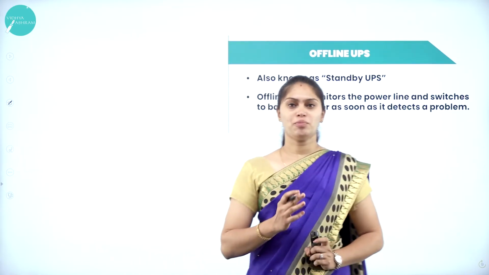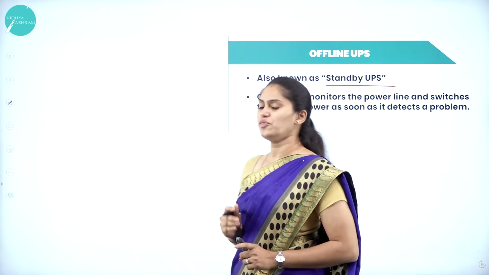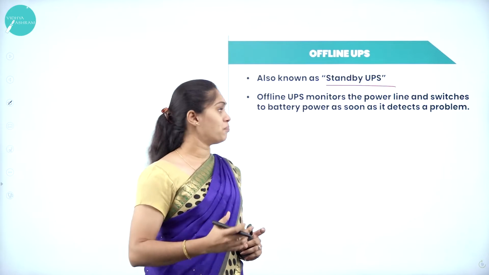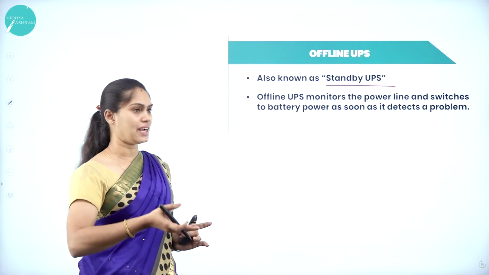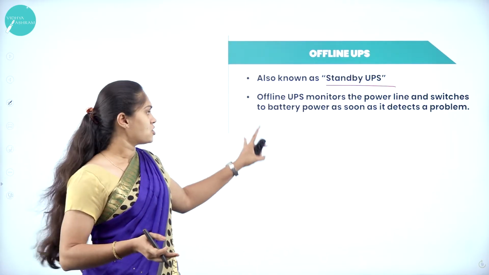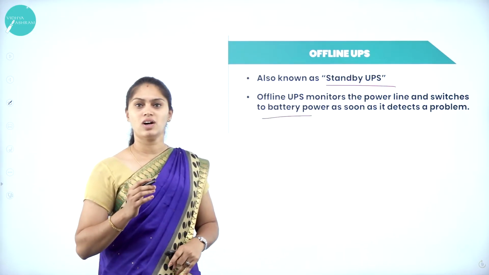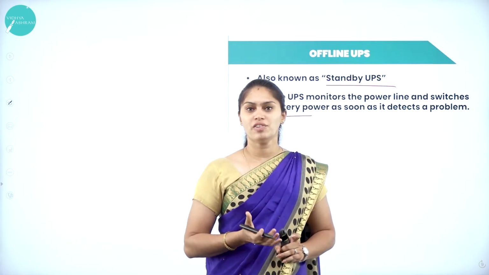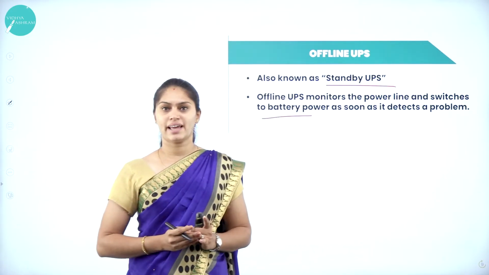So offline UPS is also known as what? Standby UPS. This offline UPS keeps monitoring the power line, and it switches to the battery. Anyway, this UPS works based on the battery. So it switches to battery power when it detects a problem, or when a power failure occurs. At that time this offline UPS comes into existence.